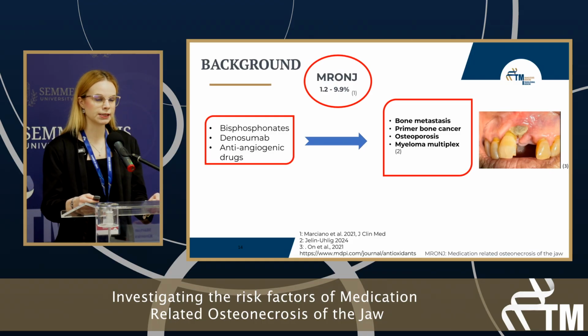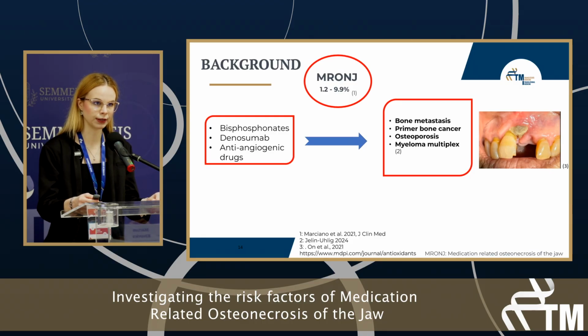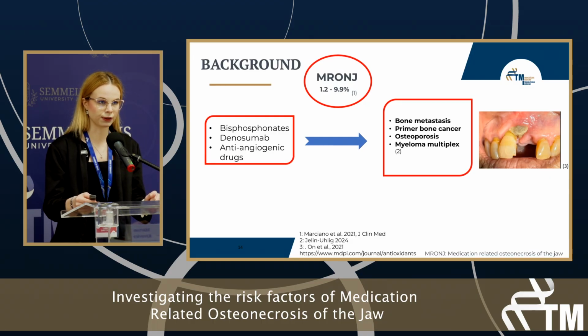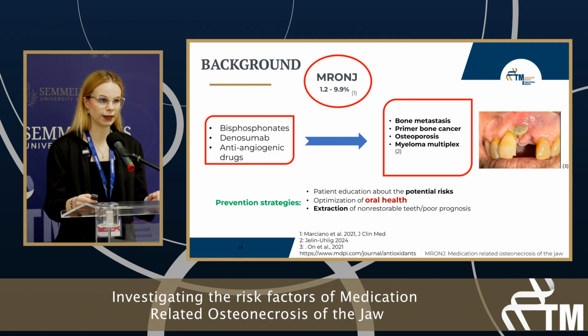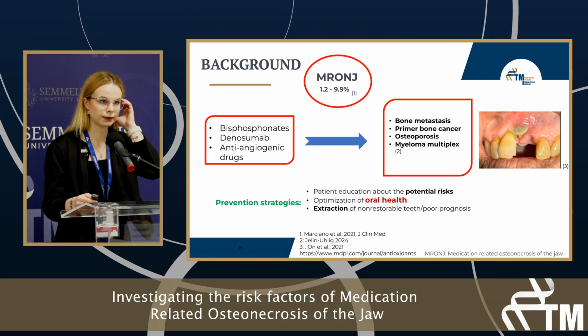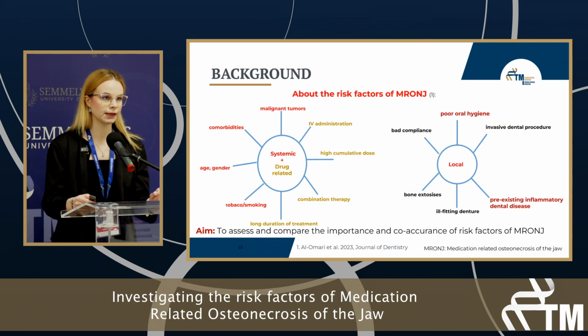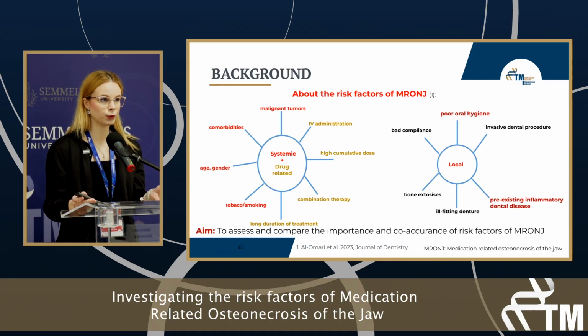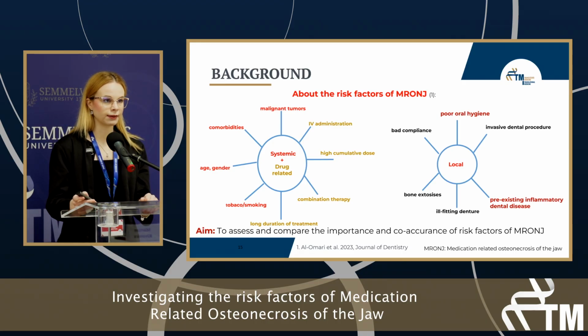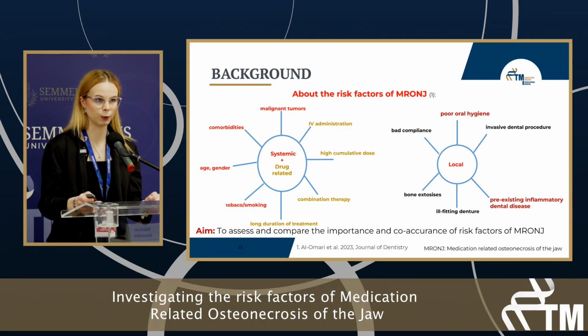And it is a really severe condition, impaired with masticatory malfunction, problems with speech, swallowing, and it affects the quality of life. But we can prevent this from happening with optimization of oral health, extraction of non-restorable teeth, and patient education about the potential risks. These risks can be systemic or local. A couple of the systemic risk factors are, for example, malignant tumors or comorbidities, and it can be also drug-related risk factors like IV administration or high cumulative dose.